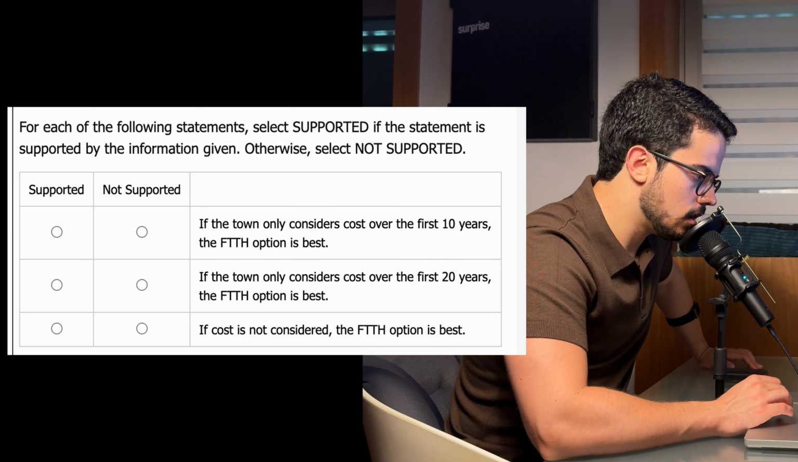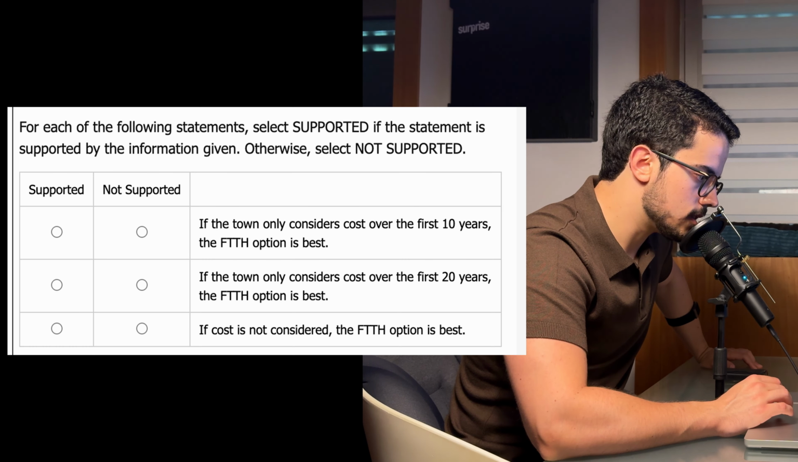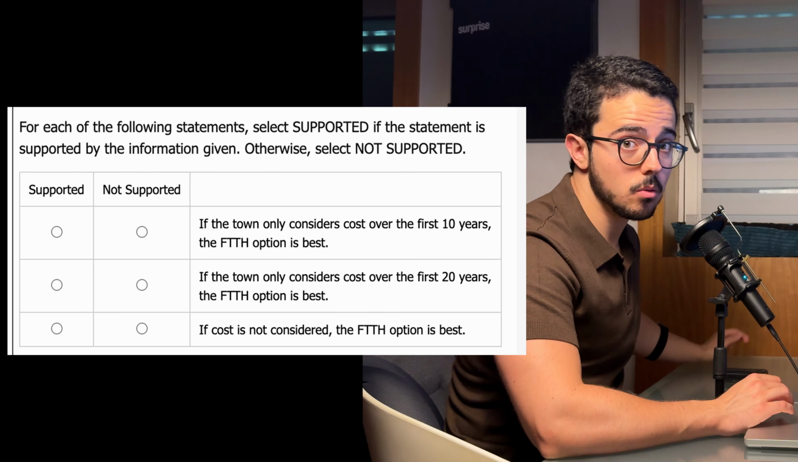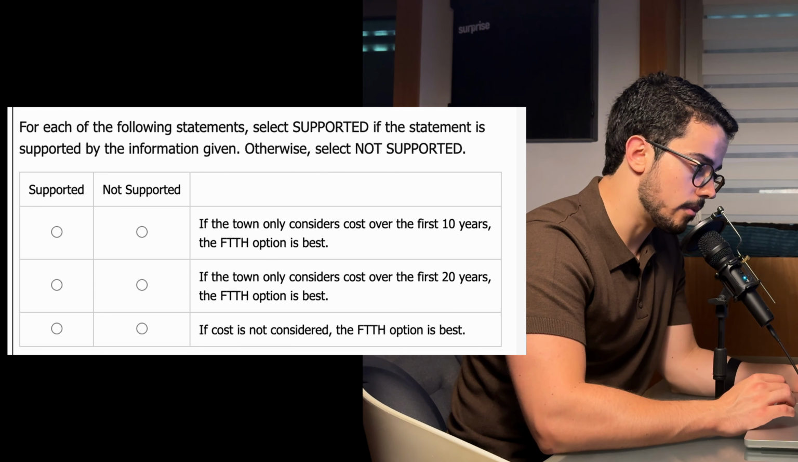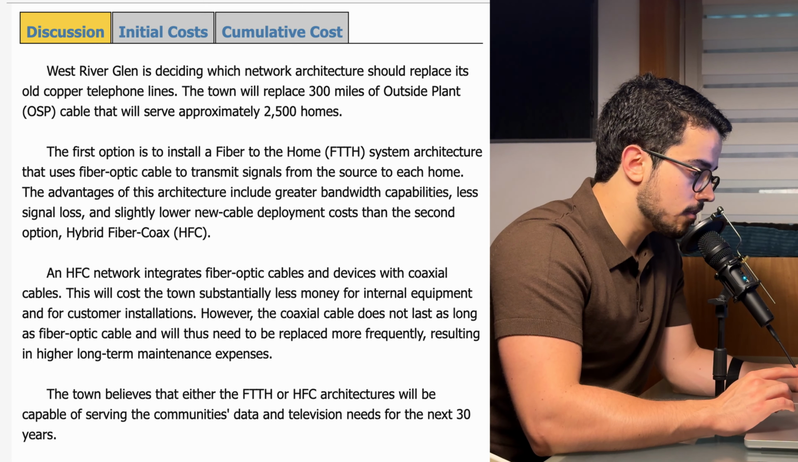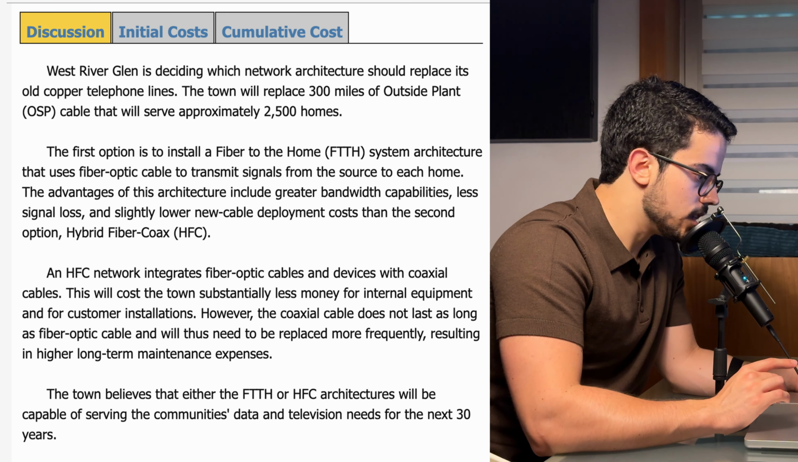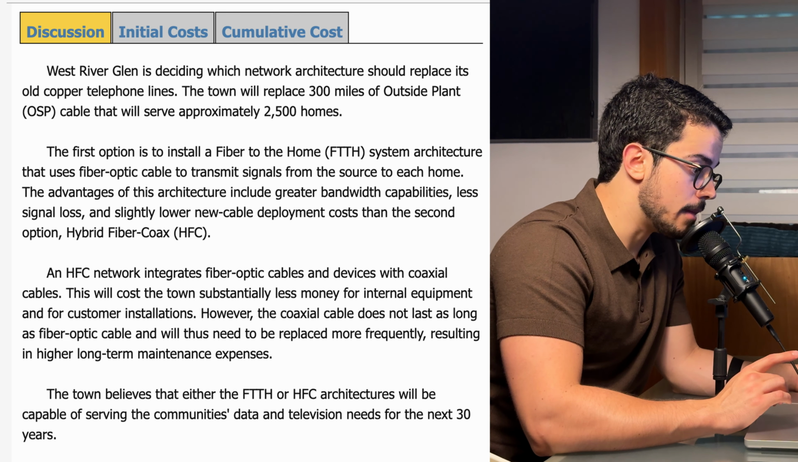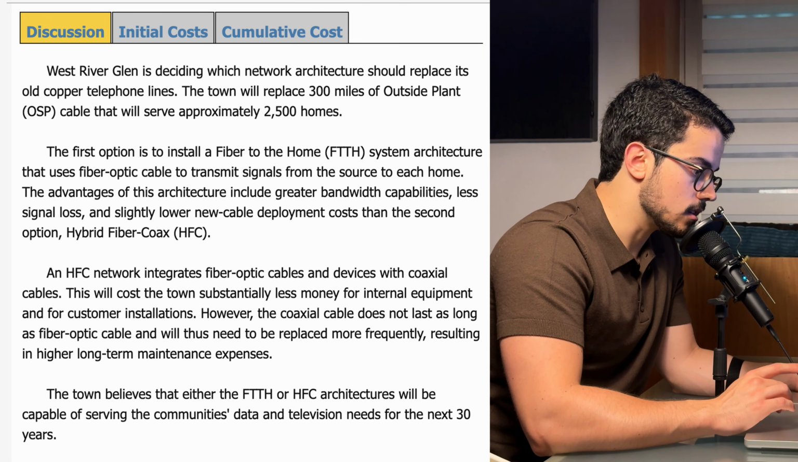Statement 3: if cost is not considered, the FTTH option is the best. What my brain is already thinking is, it's not about the cost, so it must be text. So we just go back to tab 1. Paragraph 2 says that FTTH has greater bandwidth capabilities and less signal loss. That's basically better technology, so I mark supported.